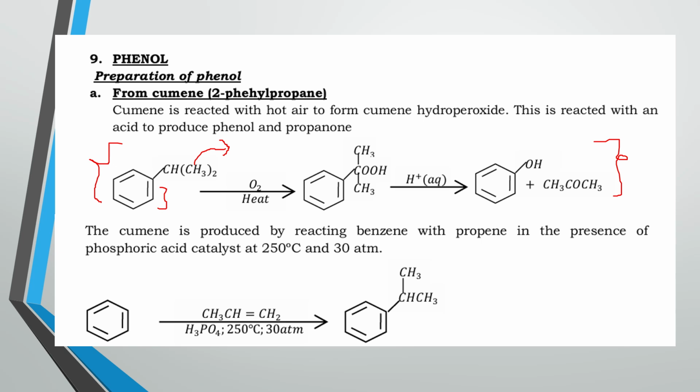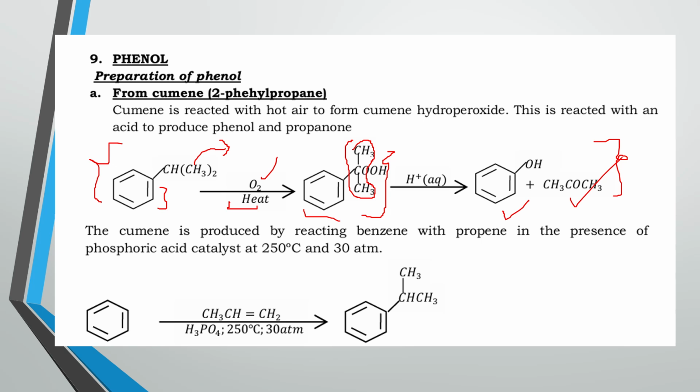So if you're having a compound of this nature attached to the benzene ring, we simply get our oxygen and then we heat in a sealed tube, and then we get a hydroperoxide of this format. Now to remove this chain, to remove the propanone group, we simply get an acid and then we react it with our compound so that we can get both phenol and propanone simultaneously.